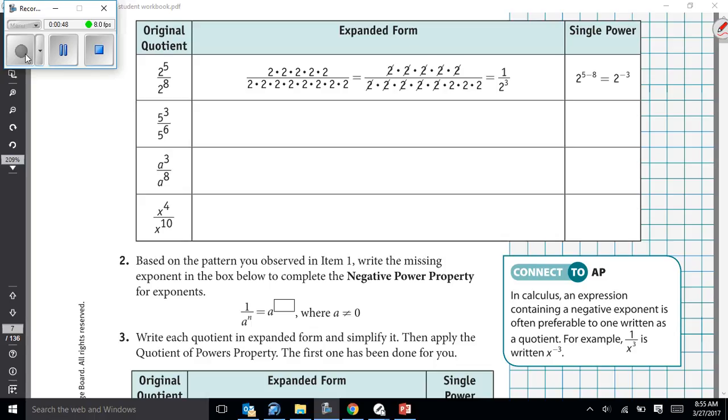Do I have to write it out? Yes. Whole, you get to do x to the 4th over x to the 10th. 1, 2, 3, 4. Allie, you get to do number 2.